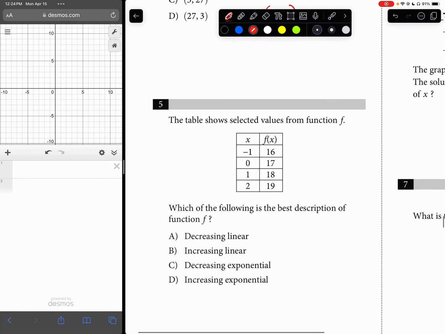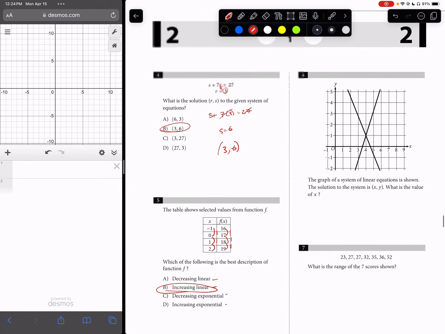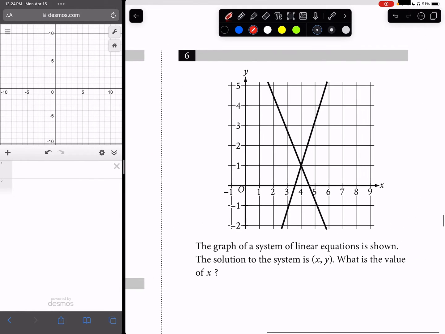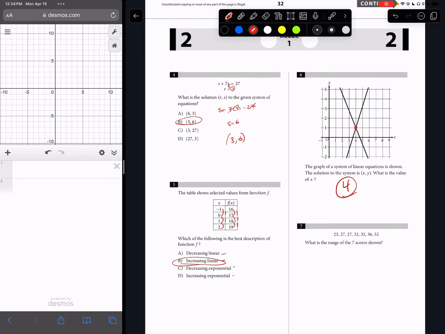Let's keep going. Here's number 5 when you're ready. It says that it wants to describe linear exponential. Really, a linear function will have a steady slope. It's rising 1, running 1, rising 1, running 1, rising 1, running 1. This, my friends, is B, an increasing linear. I'm going to number 6. Number 6 says, what is the value of x at the solution? Again, where they cross. What's the value of x? I get 4. Wow, this is easy so far.